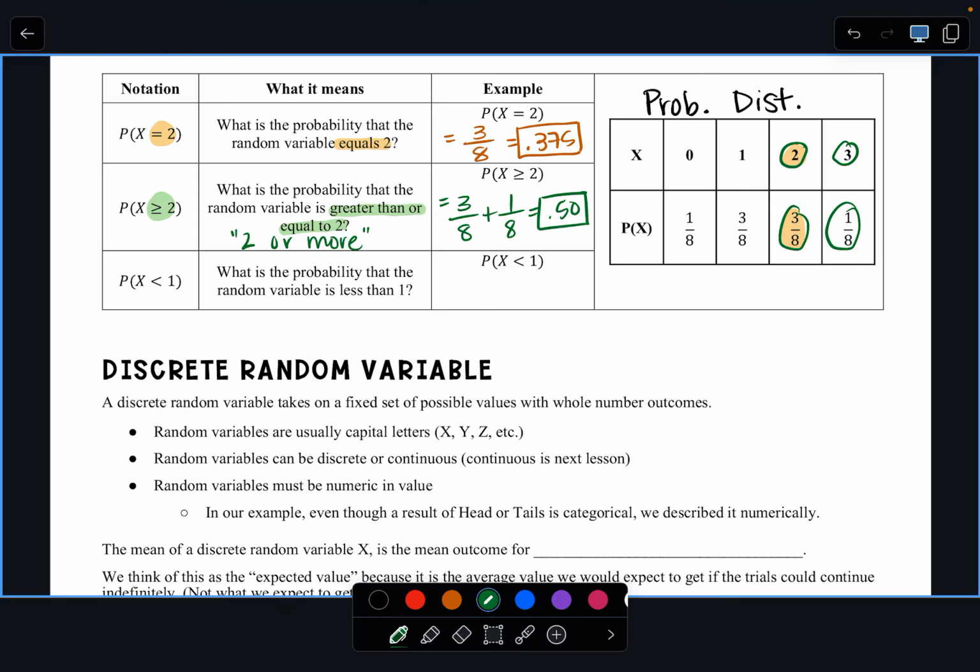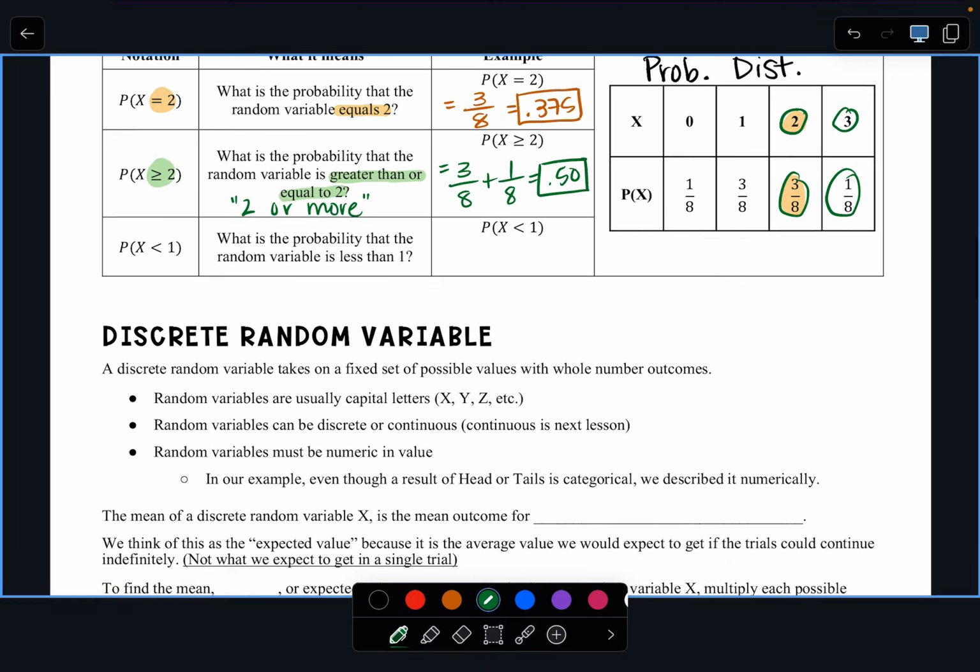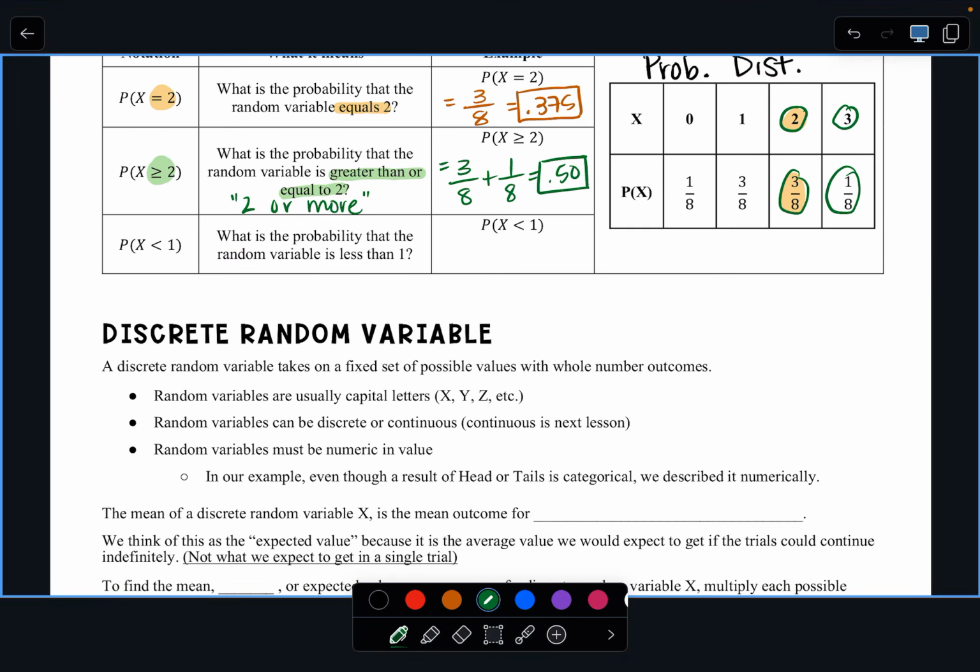And the one that I find to be the most commonly missed is the ones where it doesn't have the equal to sign. Because a lot of people mix up, should I be including this value? Should I not include this value? Am I going up until this, down, whatever? Something about it gets to be confusing. So I want everything less than 1. So in this case, that means I'm not including 1. And so the only thing that's less than 1 is 0. So this is going to be 1 over 8, which is 0.125.